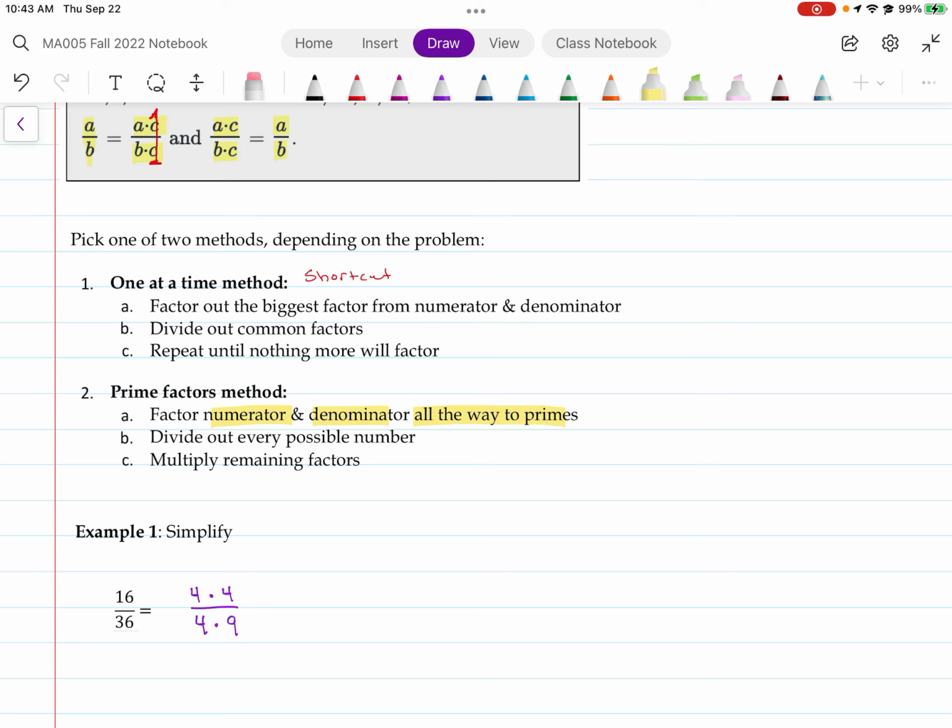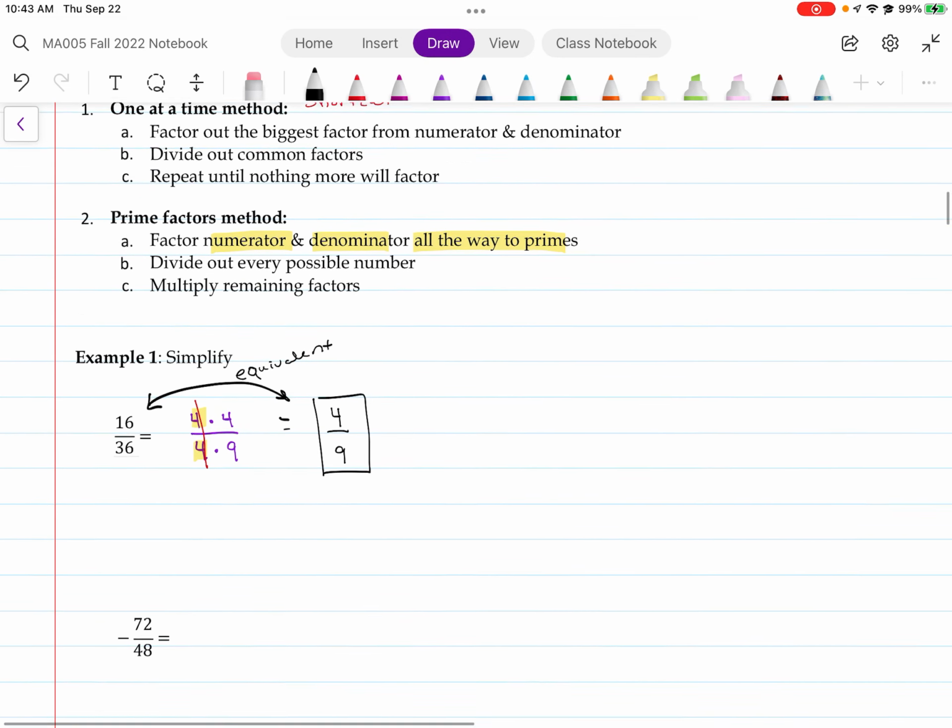Okay, so now I see that 4 and 4 is like A over A, so those are going to divide out. And what I'm left with is 4 over 9. So this simplifies to 4 over 9. Okay, and those are, right, what we talked about last time, these are equivalent fractions. So if I wanted to go back the other way, I would multiply everything by 4, top and bottom, and I would get 16 over 36. So those are equivalent fractions.